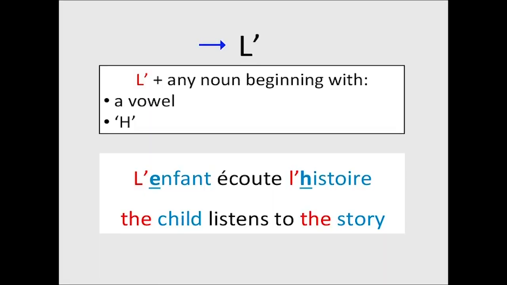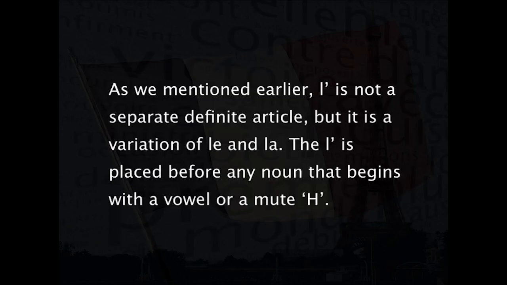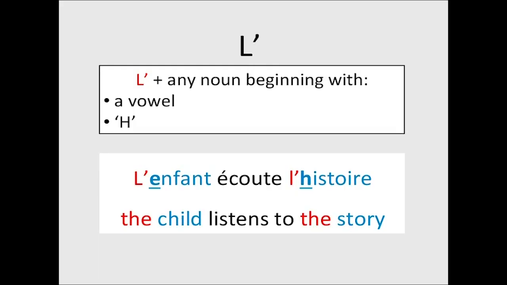Now, let us examine when the definite article L' precedes a noun. As we mentioned earlier, L' is not a separate definite article, but it is a variation of le and la. The L' is placed before any noun that begins with a vowel or a mute H. For example, l'enfant écoute l'histoire.